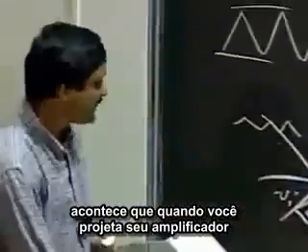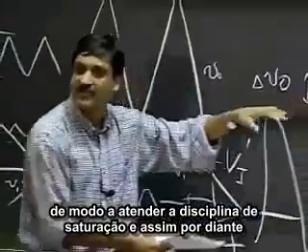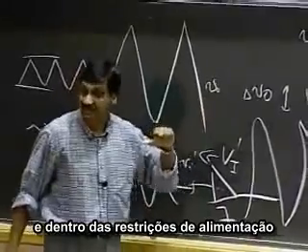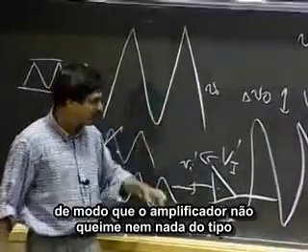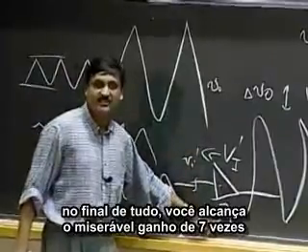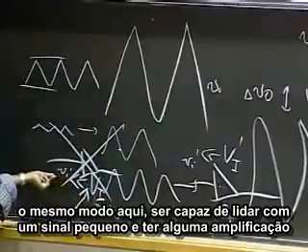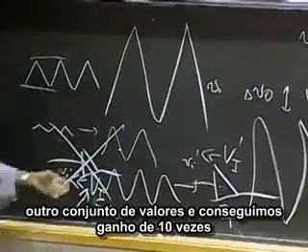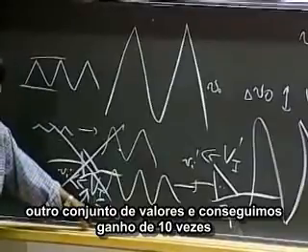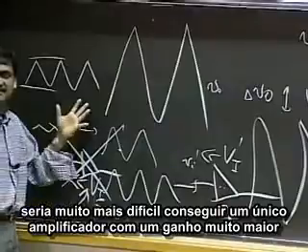It turns out that when you design your amplifier, in order to meet the saturation discipline and so on, you have to choose values of RL and VS and stuff like that, and be within power constraints. Okay? So the amplifier doesn't blow up and stuff. And by the end of it all, you're going to get a measly 7x gain out of it. Same way here, to be able to deal with a very small signal here and get some amplification, another set of values, okay, and you get 10x. Okay, so they multiply. It's much harder to build one amplifier with a much larger gain.